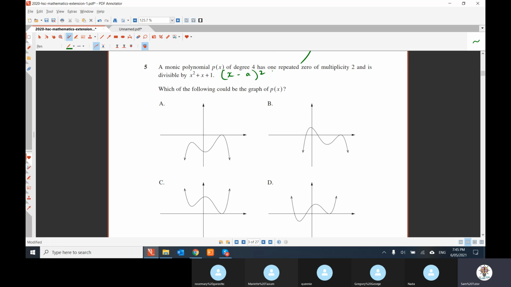x squared plus x plus 1. As I said, it has to be multiplied by x minus a all squared, which means it's always going to be positive. So a is always going to be greater than 0, which means a and b can never work.